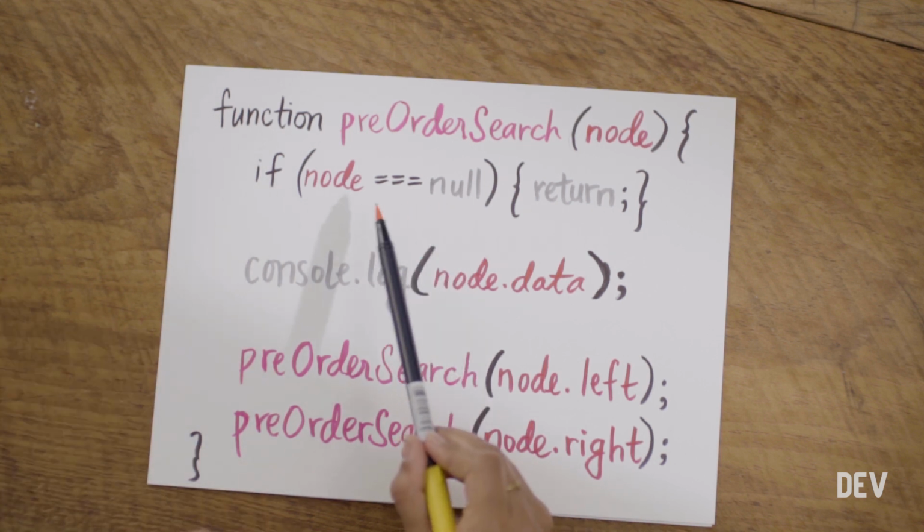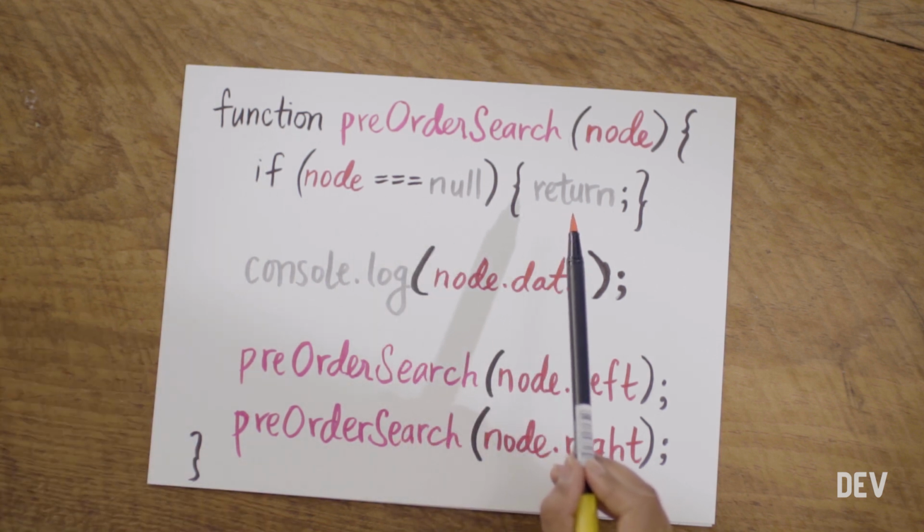So we want to short circuit and exit out of the function immediately. Checking that the node exists is important for establishing the base case of this function. The base case is important for a recursive function because that's how you avoid the function going on and on forever and causing a stack overflow. So this is our base case.